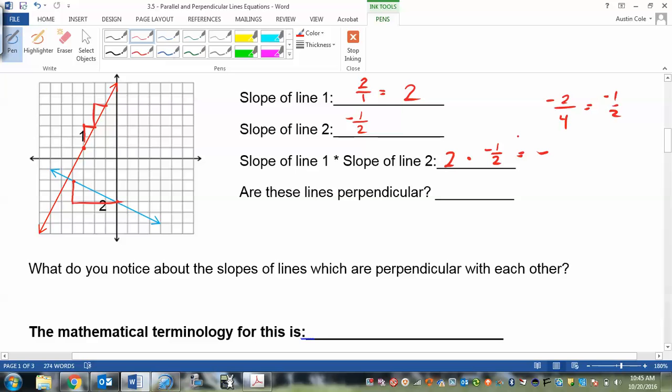And what is 2 times 1/2? What's half of 2? 1. It's just 1. So here the slope is, in fact, negative 1. And that is what tells us lines are perpendicular. Are these perpendicular? Yeah, they are.